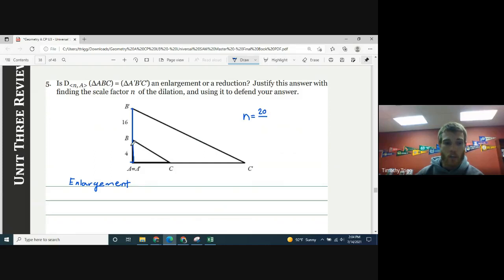For the pre-image, it's just the small triangle, so that's 4. This gives us the scale factor of 5. So in this case, n equals 5, which tells us for sure that it's an enlargement, because remember, an enlargement has a scale factor that's greater than 1. Here our scale factor is 5, so we know that it's an enlargement.